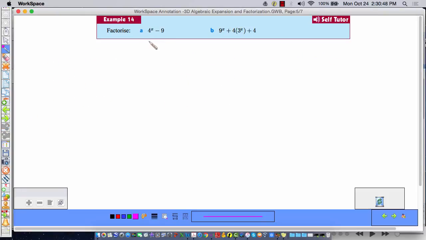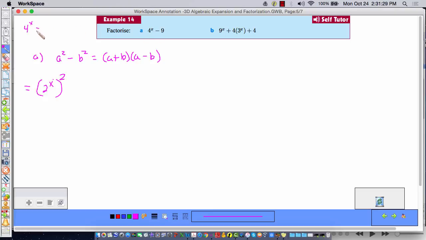Okay, now here we go back to our rules of factoring. Some forms of factoring, I see a minus, I have two terms. That is going to be, once we manipulate it, in this form, a squared minus b squared, which factors into a plus b times a minus b. But 4 to the x minus 9, I know 9 is a perfect square, 4 is a perfect square. So can't I write 4 to the x as 2 to the x squared? Because 4 is 2 squared.